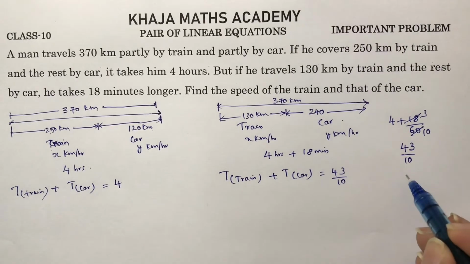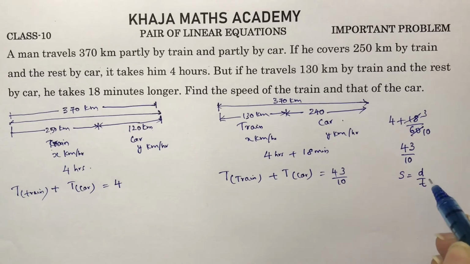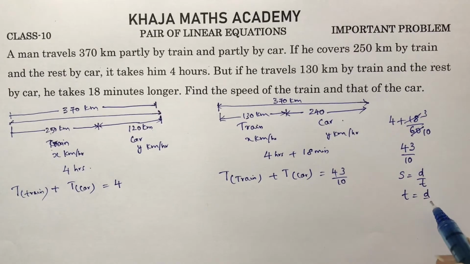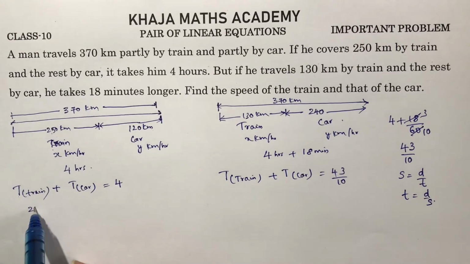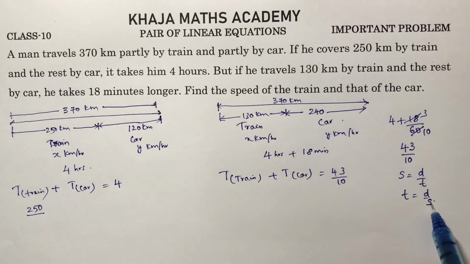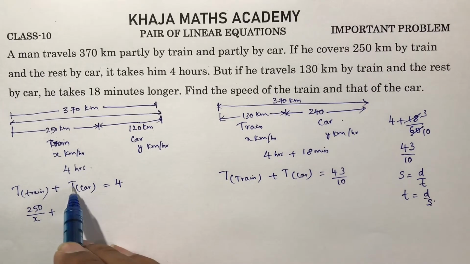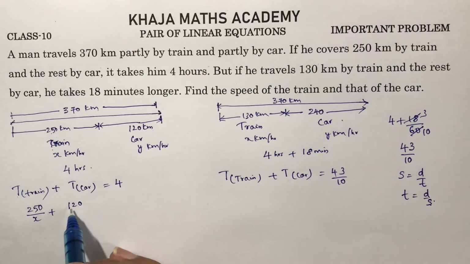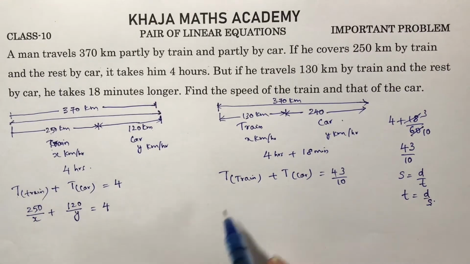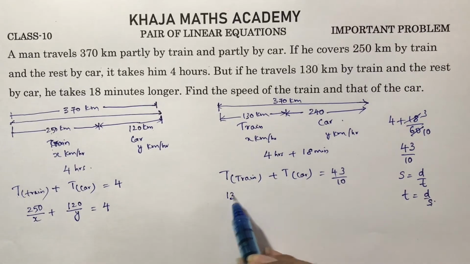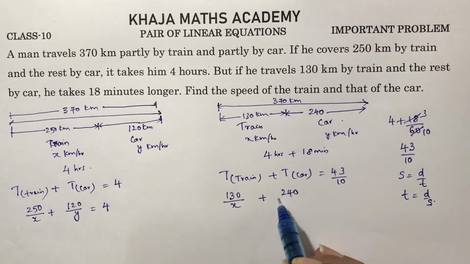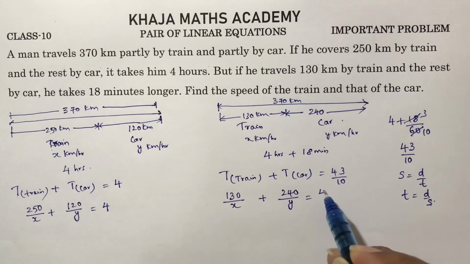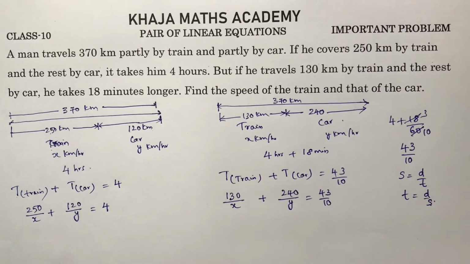So what is the speed formula? Speed is distance by time. So from here, what is time? Time is nothing but distance by speed. So here distance traveled by train is 250 kilometers, so 250 by speed x. Time is distance by speed. Here distance is 120 and speed is y, equals 4. Here 130 kilometers by train, so speed of the train is x, and 240 kilometers by car, and speed of the car is y, is 43 by 10. So here we'll solve these two equations by the reducible method.